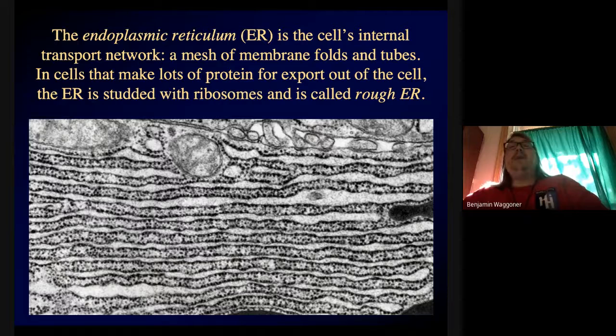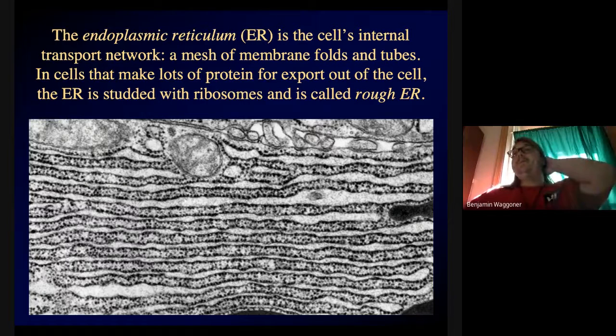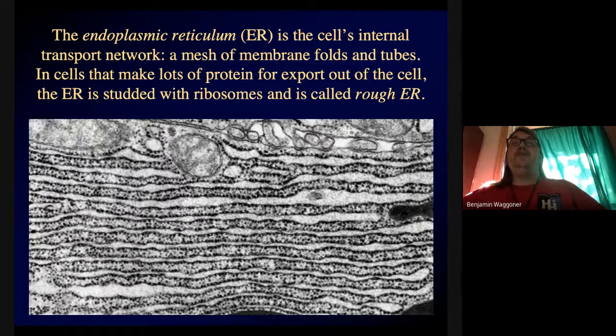And in cells that make lots of protein for export, the ER is studded with ribosomes. All of those little black flecks that you can see between certain layers of membrane, all of those little black spots, those are all ribosomes. It's just dotted with them, and it gives the ER a rough appearance. And so we call this rough ER. Ooh, ah, rough ER.